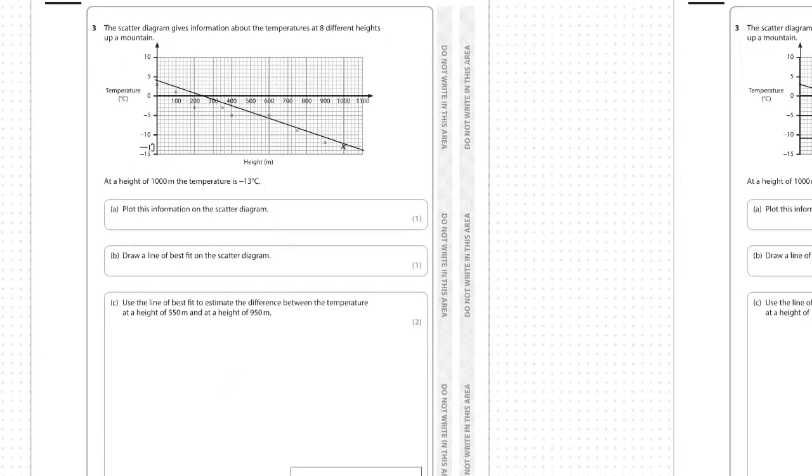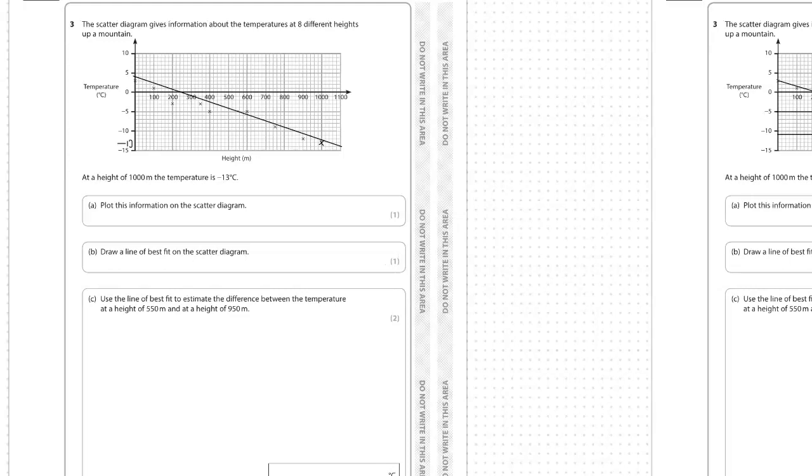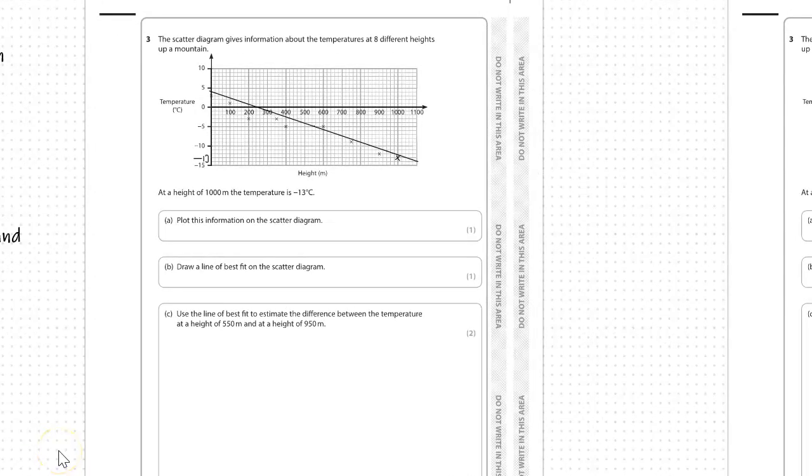Okay, so let me read the question. The scatter diagram gives information about the temperatures at 8 different heights up a mountain. So there's a scatter diagram. I have already put in the line of best fit. It wasn't there originally. What was there originally was just a series of crosses. At a height of 1,000 metres, the temperature is minus 13 degrees C, which stands for centigrade or Celsius.